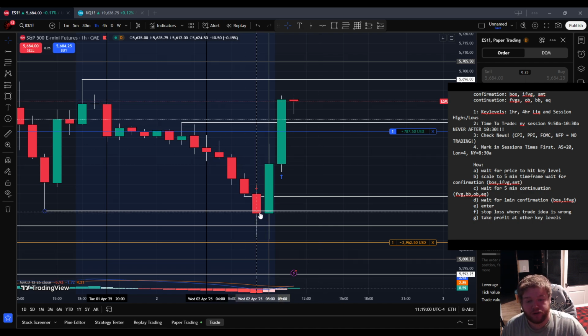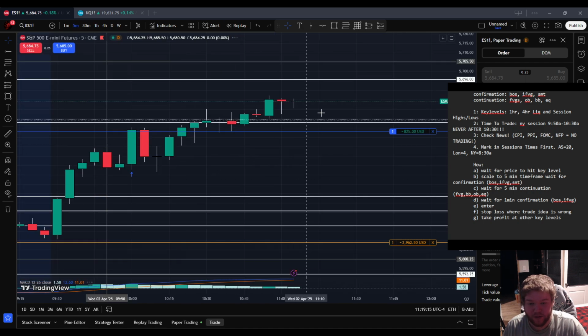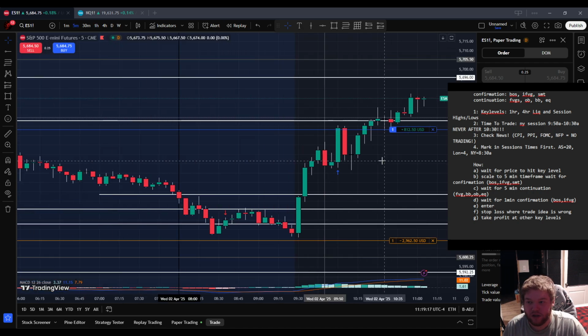It moved down a little bit, but as you can see, we would have been stopped out because I had my stop loss actually right up here. We would have been stopped out by now if we had waited. Let's go to the 5 minute.